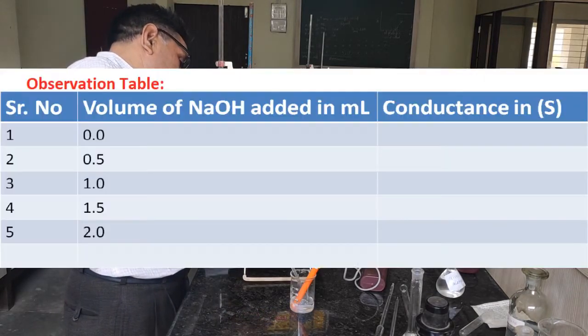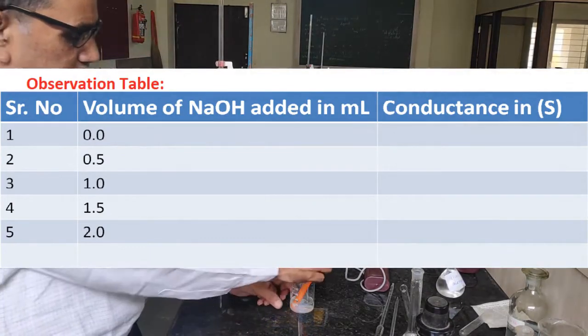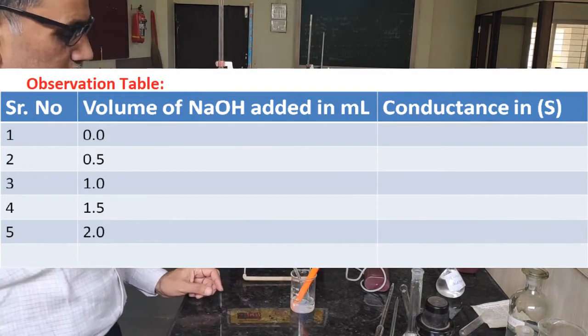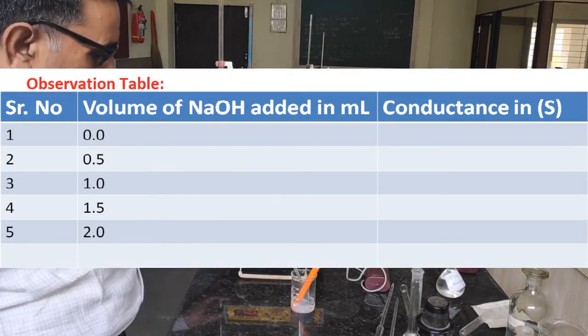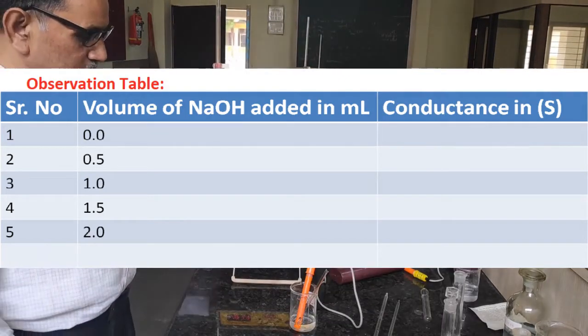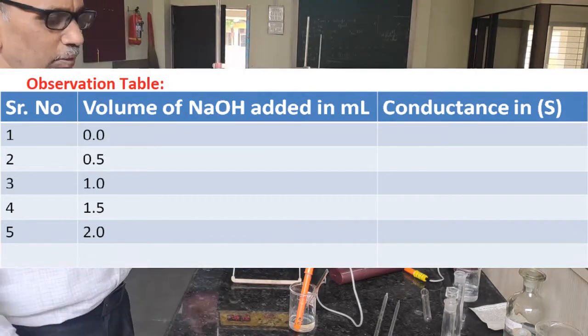So I am connecting the conductivity cell. With the help of this conductivity cell, we can measure the EMF, we can measure the conductance of the solution. So let us see now the titration of acid mixture with sodium hydroxide solution.